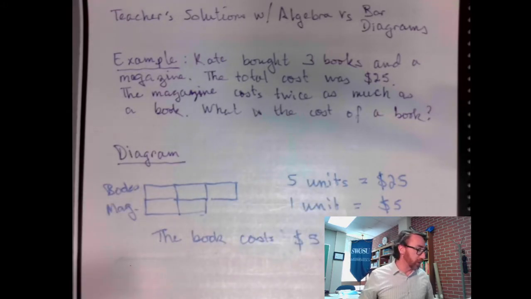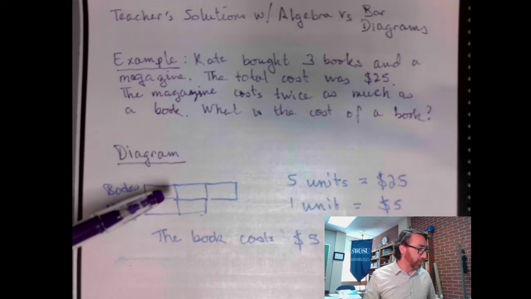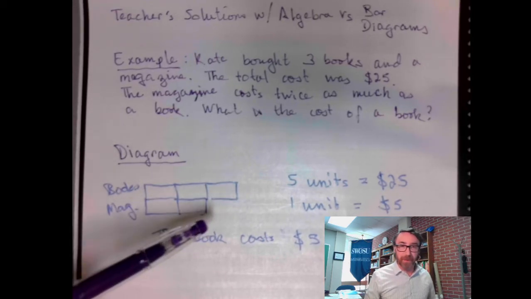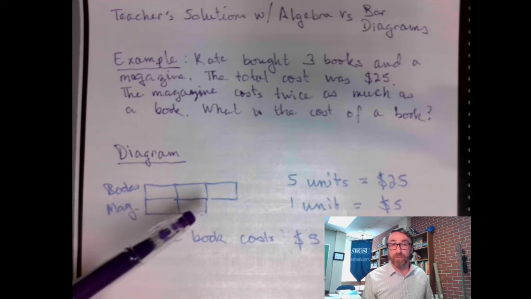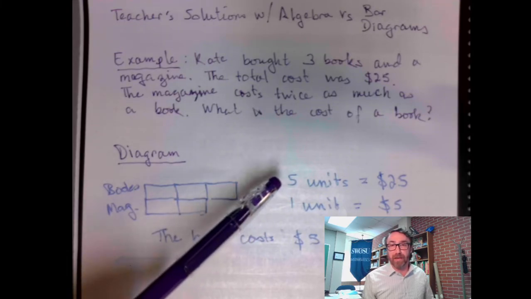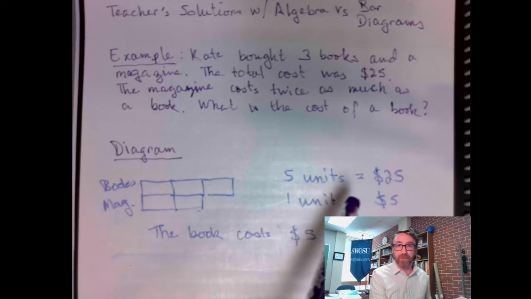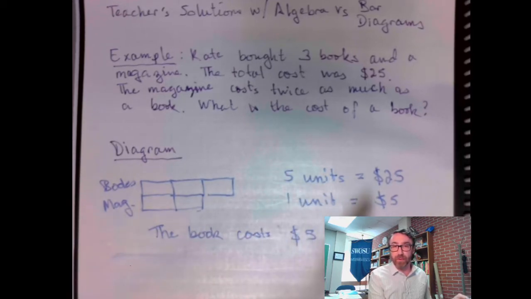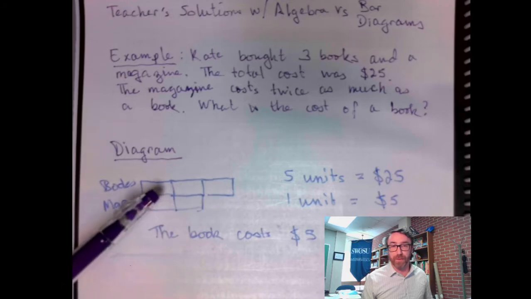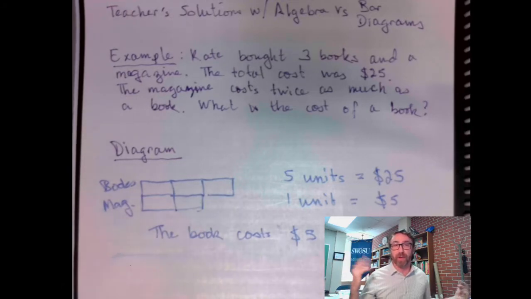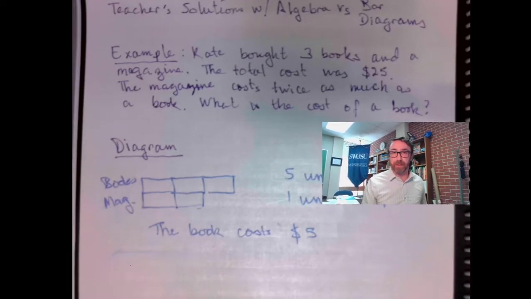So we might represent it with this bar diagram. 3 books, 1, 2, 3. 1 magazine. Notice the bar for the magazine is twice as long as the bar for the book, leaving us with a total of 5 bars. So that's 5 units corresponding to $25. That means each unit costs $5. Since a book is represented by 1 unit, the book costs $5. Very easy.